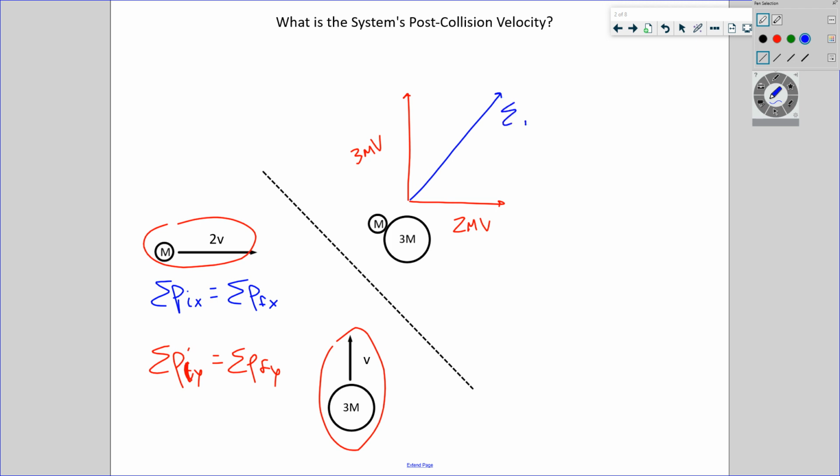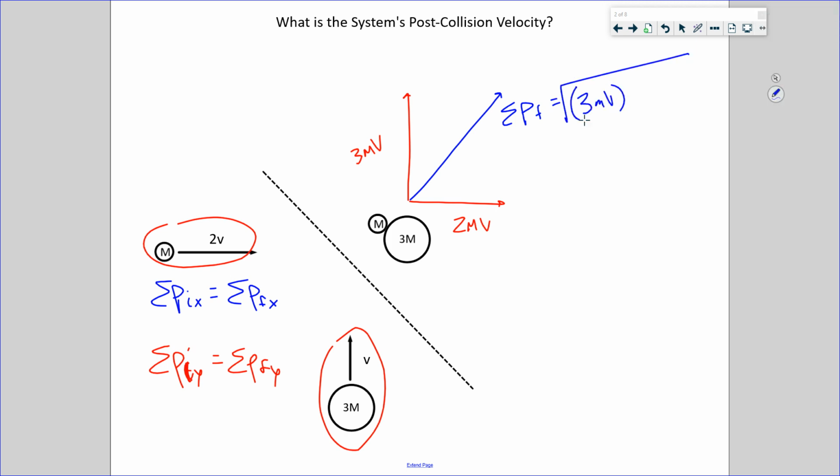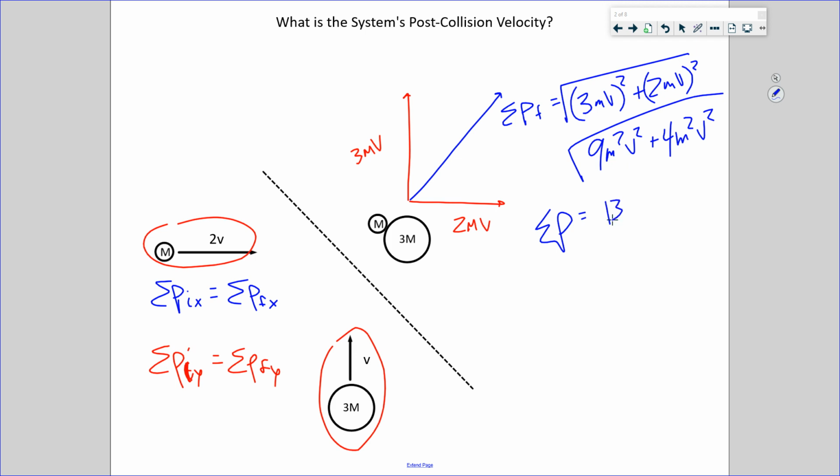here is the system's net momentum at any instant, which is, applying the Pythagorean theorem, the square root of 9 m squared v squared plus 4 m squared v squared. Net p is radical 13 mv.